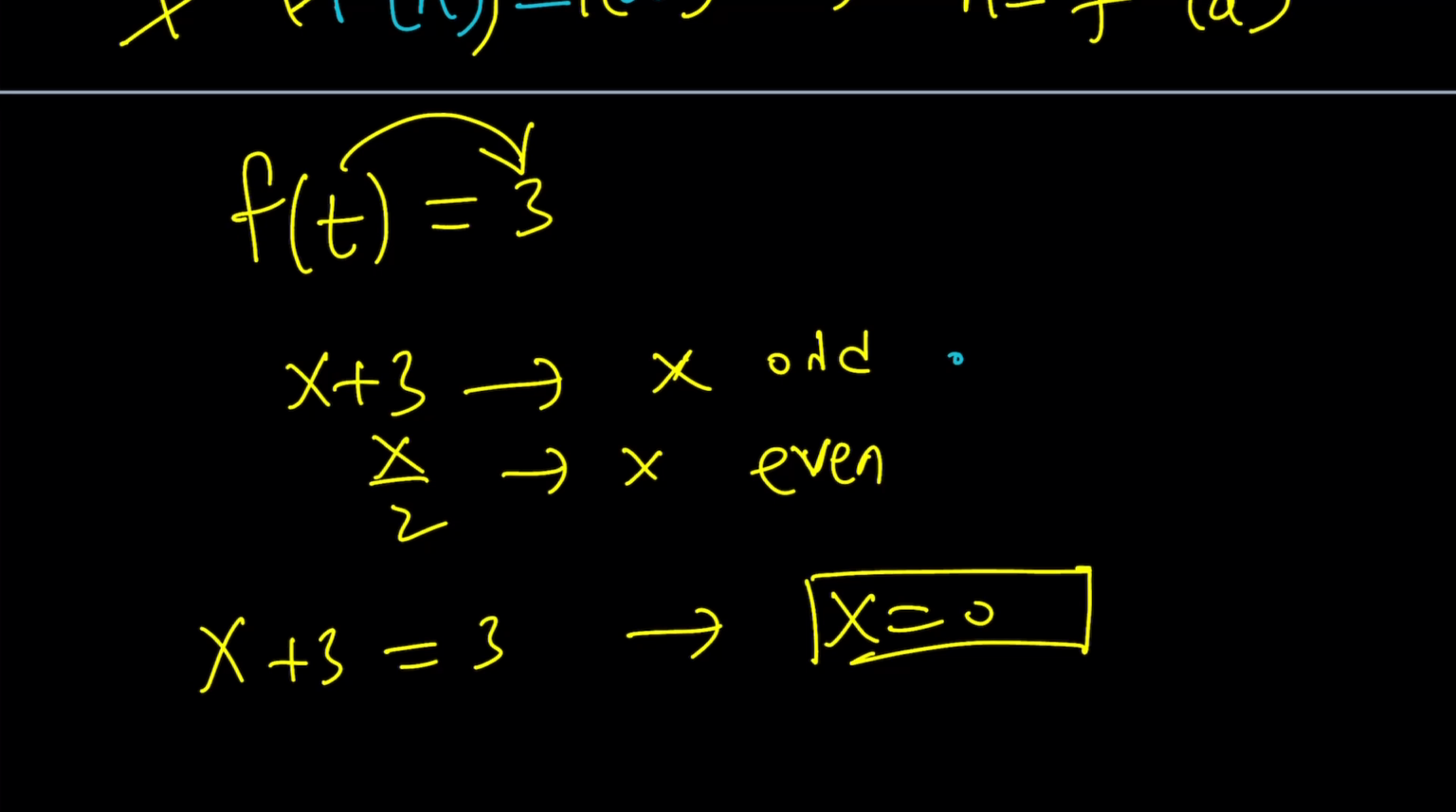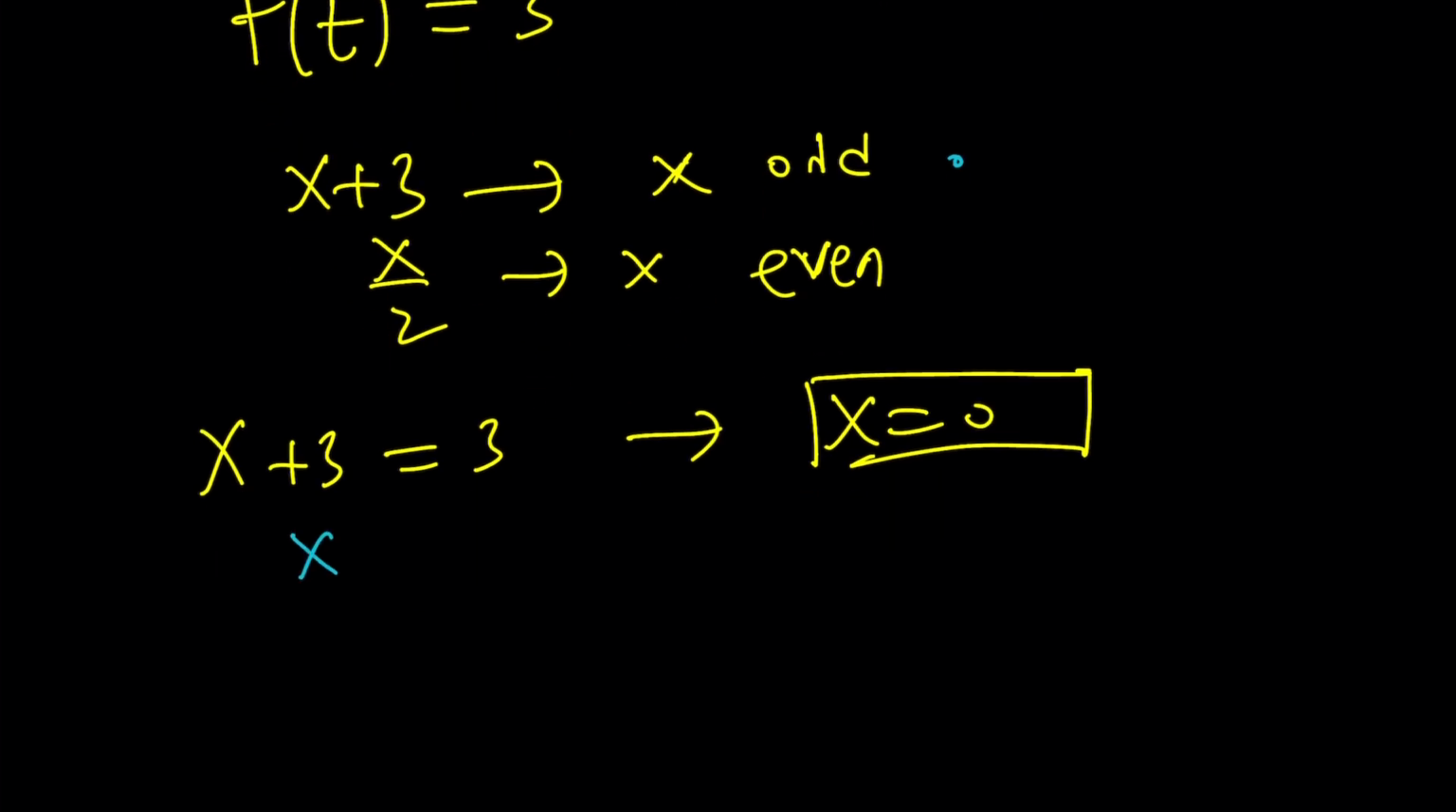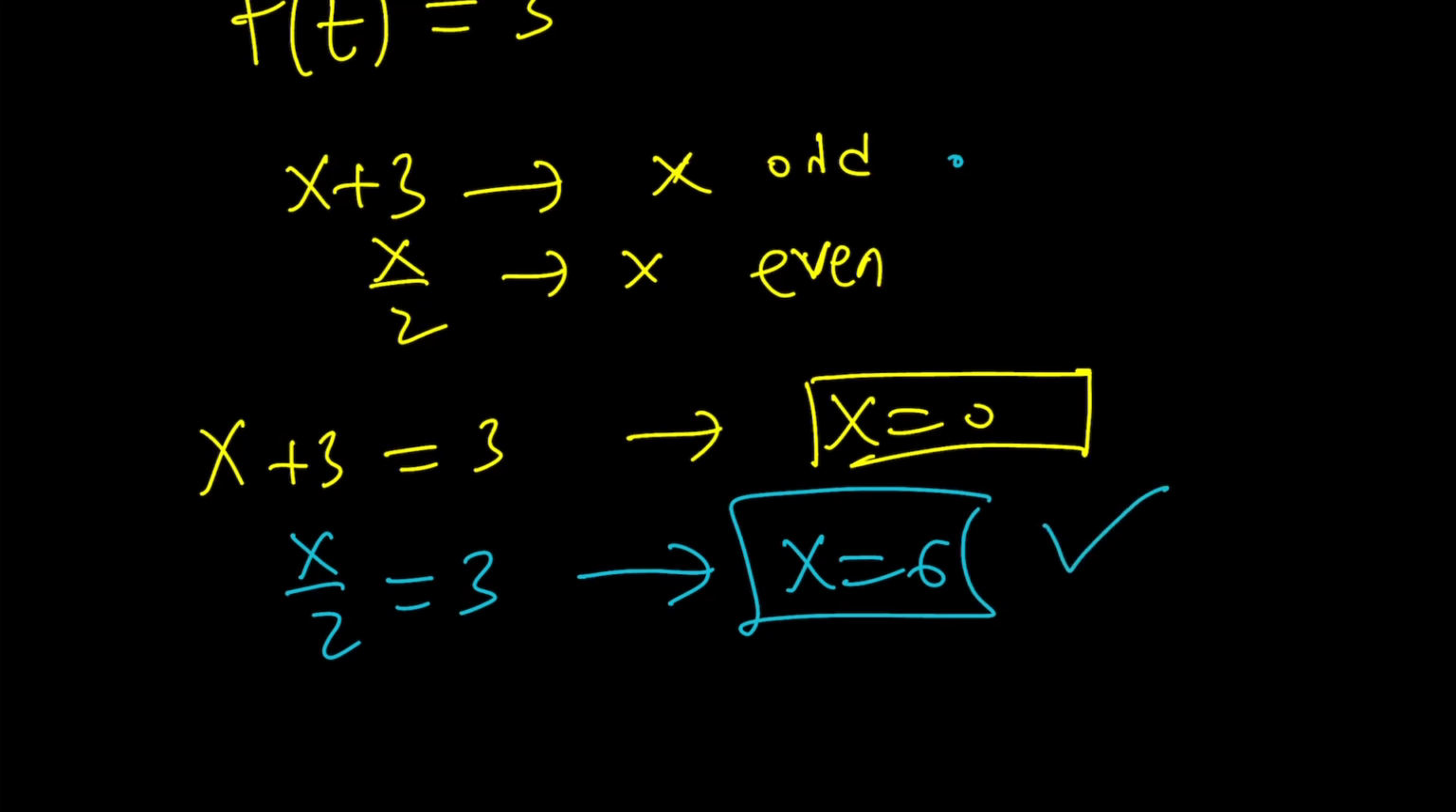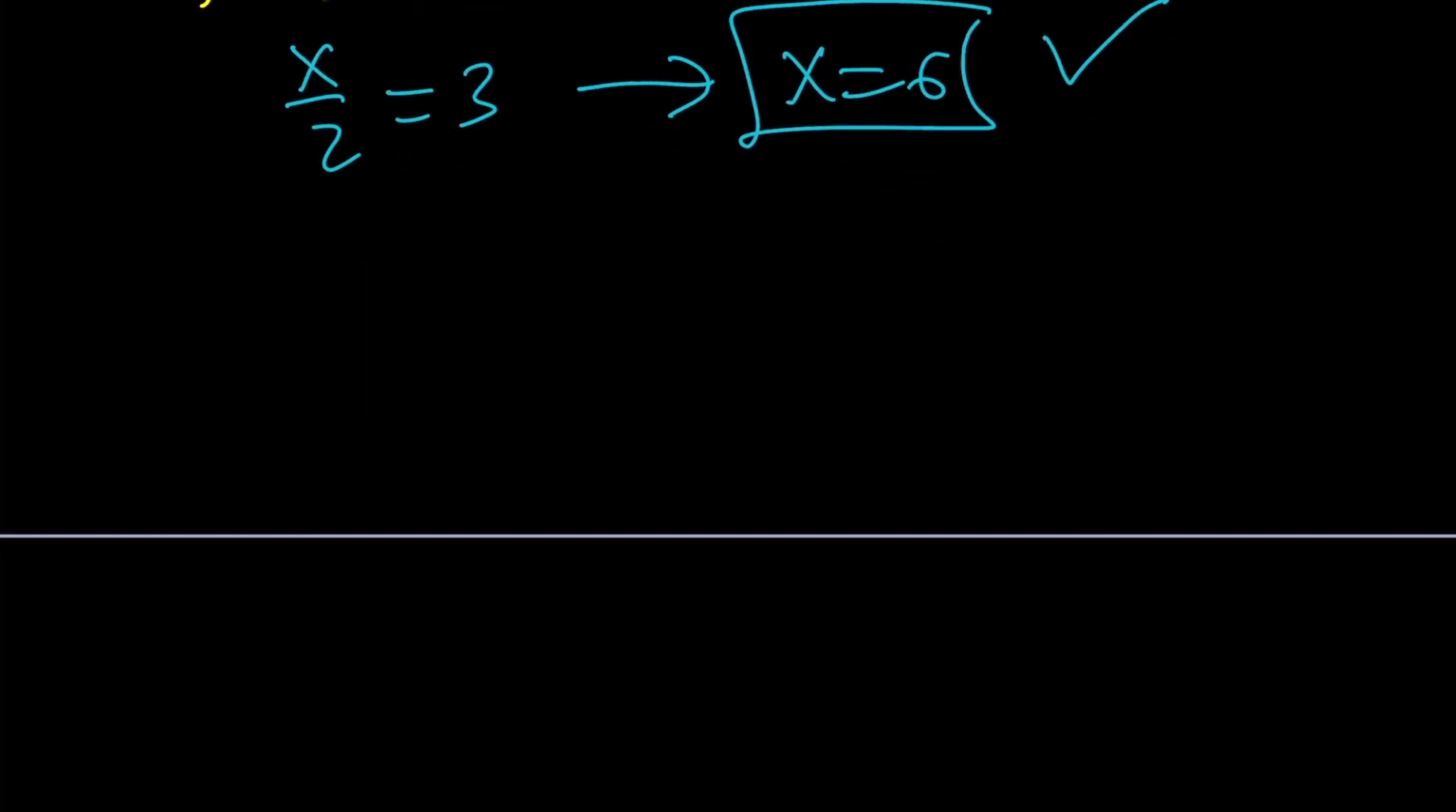Make sense? Wait a minute. 0 is not odd, so it's not going to work. Let's use the other definition. Half of x is 3 if x is even. And in this case, x is 6, so it satisfies the requirement. Therefore, 6 actually is going to lead to 3. And 6 is the only number that is going to produce a 3 under f. Make sense? Okay, great. As you know, with functions, we can have more than one value that gives us the same output. But in this case, the input and output pair is unique.